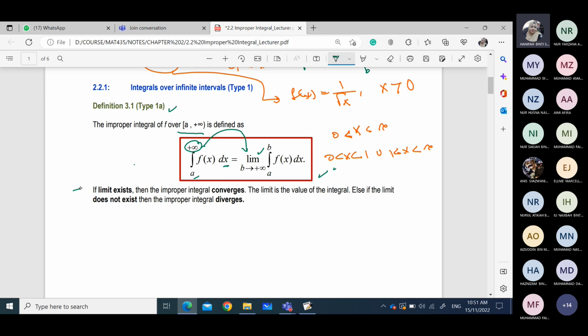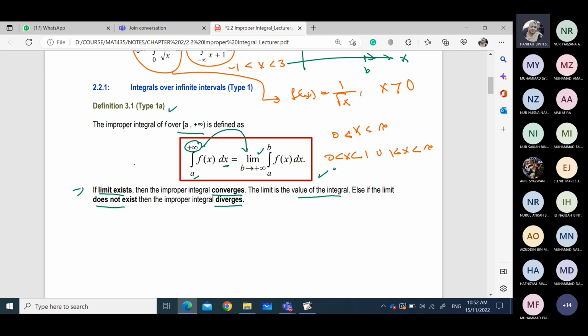Okay, so based on this, if the limit exists, then the improper integral converges. The limit is the value of the integral. Else, if the limit does not exist, then the improper integral diverges. So it means here, you have to find the limit. If the limit exists, or it has a value, we say the limit exists, then the improper integral converges. If the limit does not exist, let's say we have infinity or negative infinity, we can say that the limit does not exist, then the improper integral diverges.